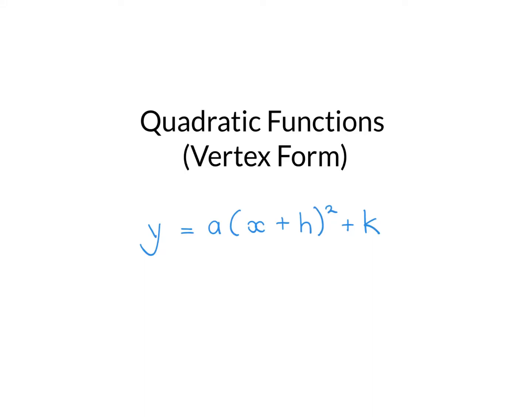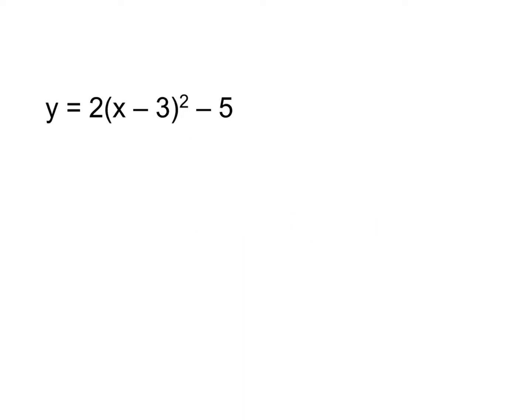Today we're going to work with quadratic functions in the vertex form. So see the equation in the blue? This equation right here is called the vertex form. Now this equation, y = 2(x - 3)² - 5, is called the vertex form. Now why is this called the vertex form?